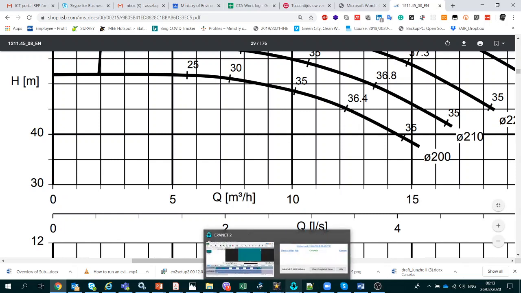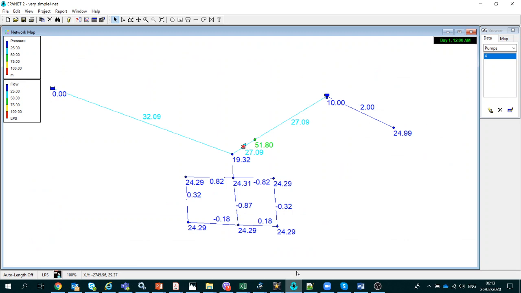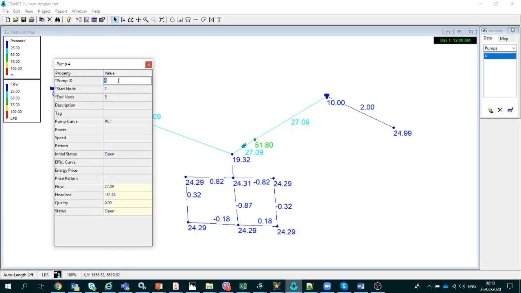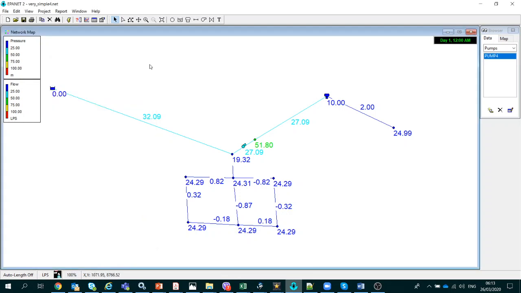Okay, going back to EPANET. Now, let's try to add some power and efficiency details to this pump. I will also give a better name to this pump. The pump ID now is 4. We'll call it P for pump 4. Of course, we have one pump, but I just give it the name pump 4.